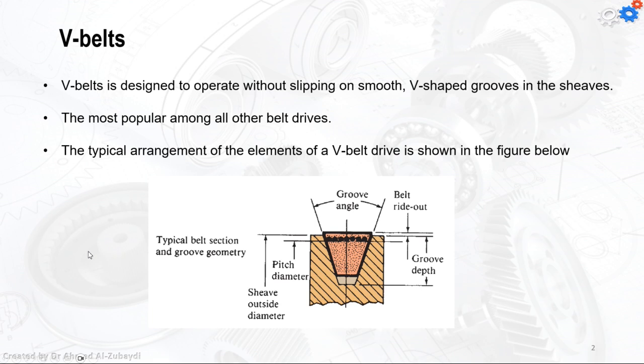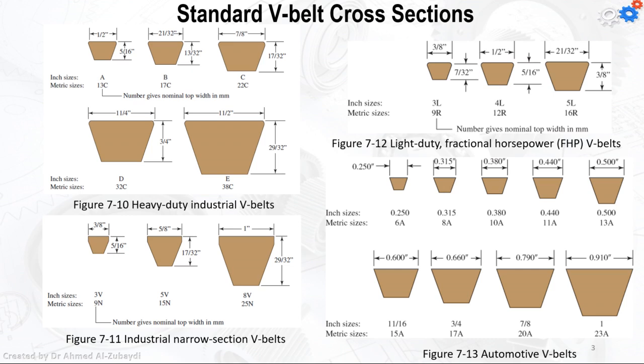So first, the V-belt is designed to operate without slipping on smooth V-shaped grooves in the sheaves. This is the most popular among all the other belt drives, and a typical arrangement of the elements of the V-belt drive is shown in the figure below. The standard V-belt cross sections are given here.